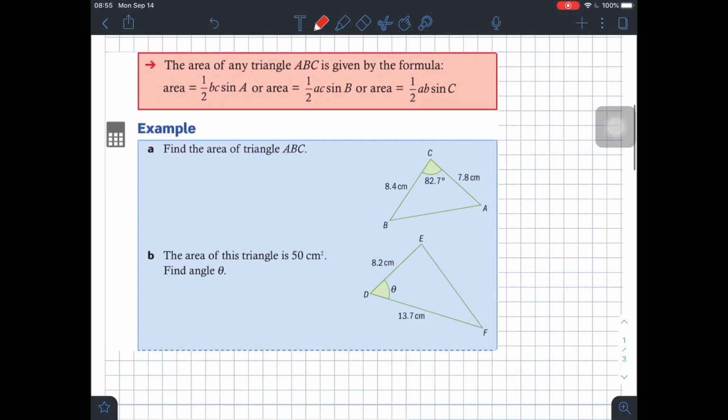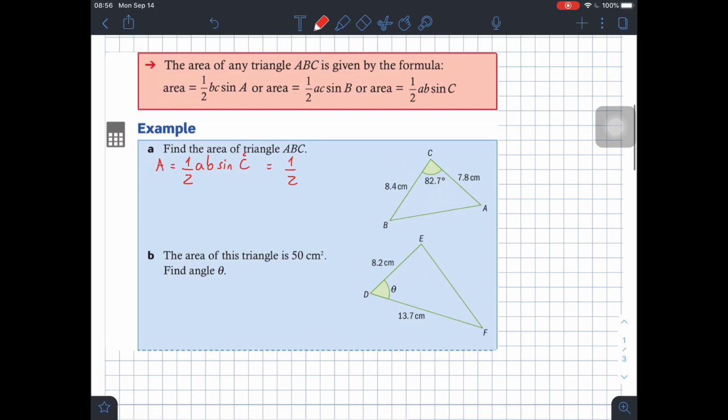It says, A, find the area of triangle ABC. So here we have the triangle ABC, and we have two sides and the angle that is in between, right? So I can apply the formula directly here. We would say that the area, let me write this in letters first, and then we're going to replace with values. In this case, we would use a formula which is 1/2 AB times sine of C, right? So AB sine of angle C. So then I replace the values, and we're going to get that this is equal to 1/2.